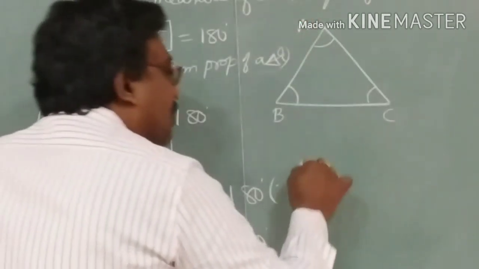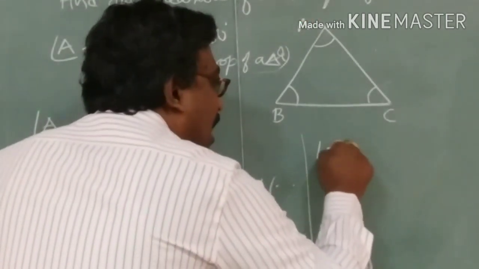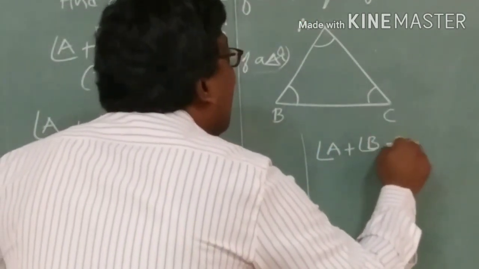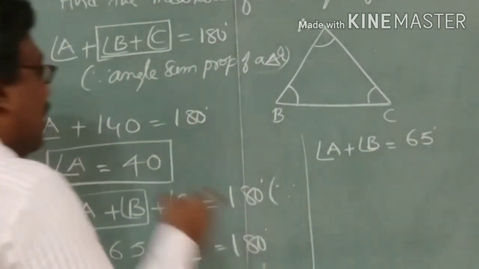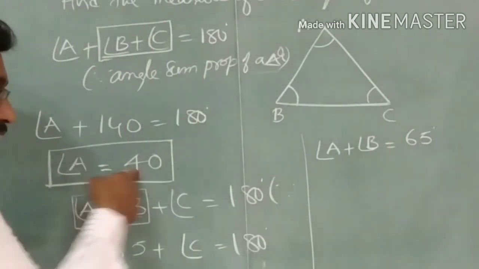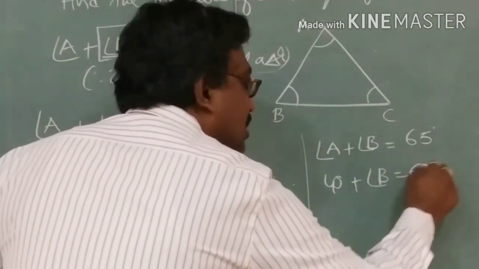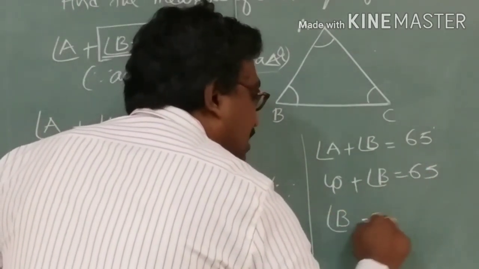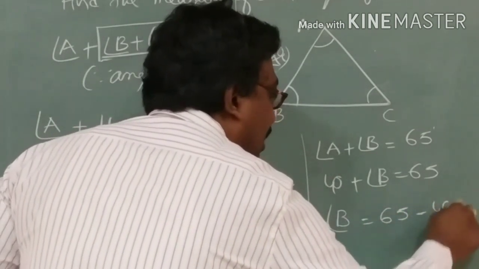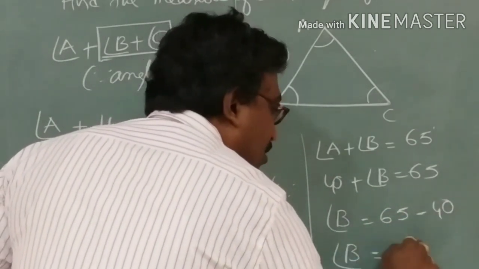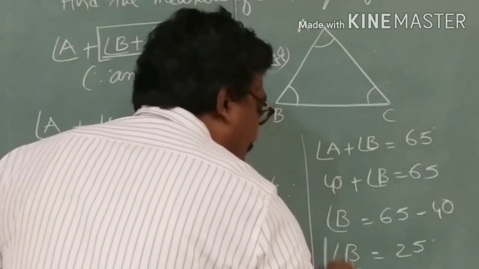Okay, anyway, I am using the first one. Angle A plus angle B is equal to 65. A value is how much I got? 40. I am substituting here. 40 plus B is equal to 65. So angle B is equal to 65 minus 40. So angle B is equal to 25.